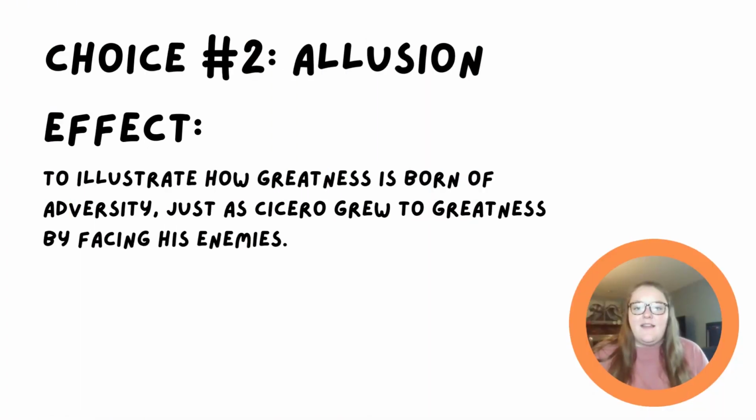A second choice I identified in my annotation was allusion or reference, in particular, a reference to the famous orator Cicero. For me, the effect of this choice was to illustrate how greatness is born of adversity for John Quincy Adams, because Cicero grew to greatness by facing his enemies or challenges. In other words, Abigail Adams is saying that Cicero was great because he faced challenges or did things he didn't want to do. Similarly, John Quincy will be great by doing something he doesn't want to do, which is go to France.